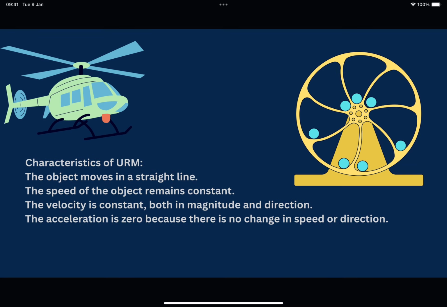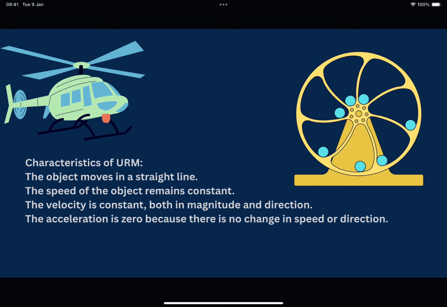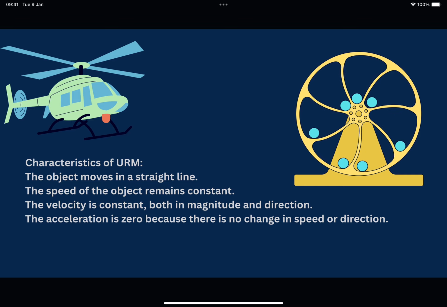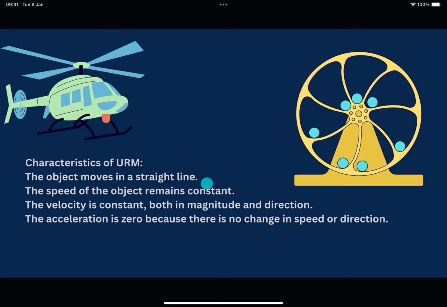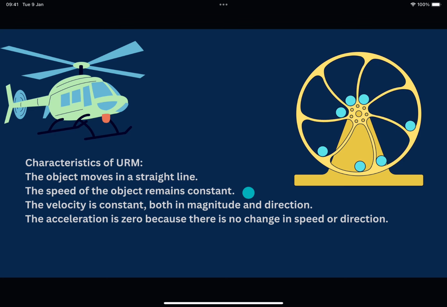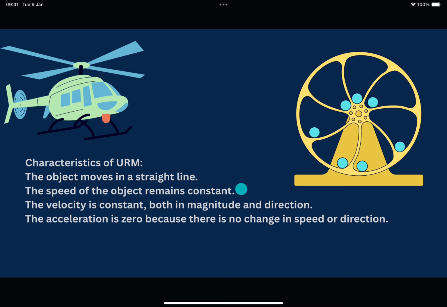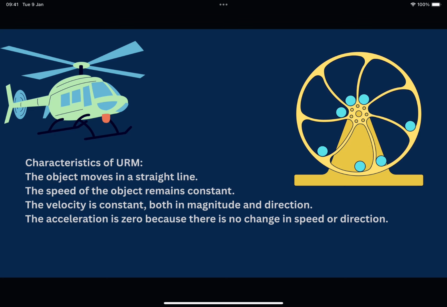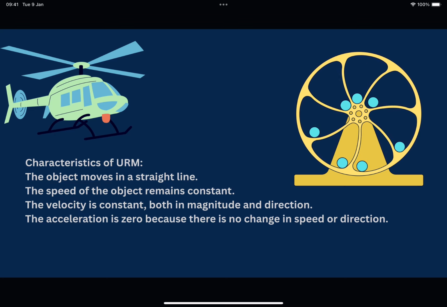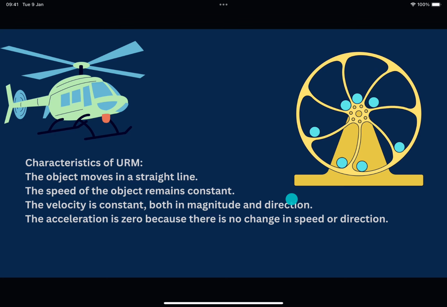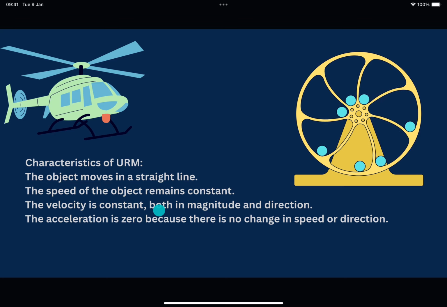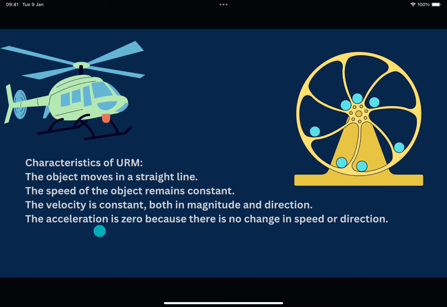Let's discuss the important characteristics of uniform rectilinear motion. The very first thing, as I told you before, is that the object moves in a straight line. Second, the speed of the object remains constant, so the velocity will always remain constant. If it is 10 meters per second, it will remain 10 meters per second only. Thirdly, the velocity is constant both in magnitude and direction. The last thing is that the acceleration is zero here.